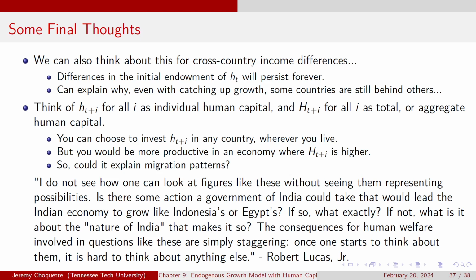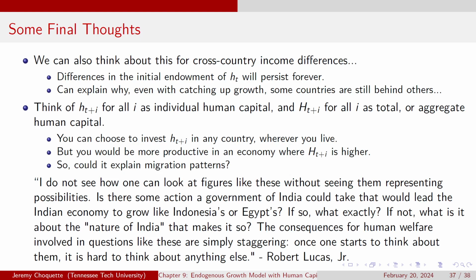And if you think of, say, h_t plus i for all i, as individual human capital, and then a capital H as aggregate or total human capital, you can choose to invest in your own human capital wherever you live, right? That is your choice. You get to do that for yourself. But you'd be more productive in an economy where the aggregate human capital is higher. So it could possibly also be the case that this explains some migration patterns. Why are you seeing movements from one country to another?